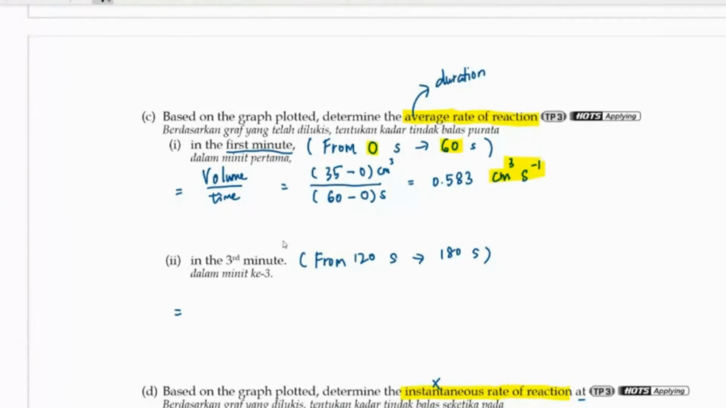In the time range of 120 seconds to 180 seconds, use the same formula. Okay, can you calculate it? And then once you get the value, you can type the answer.